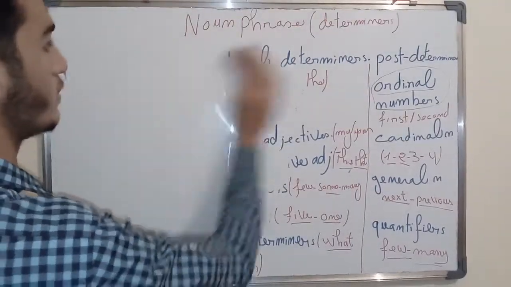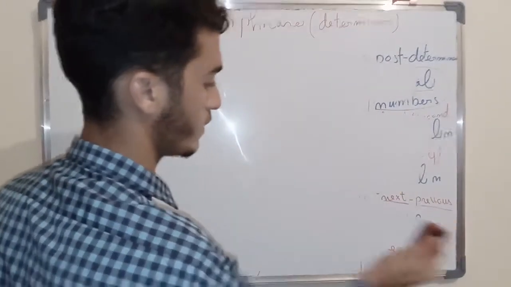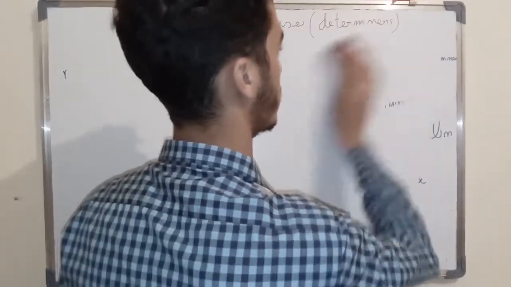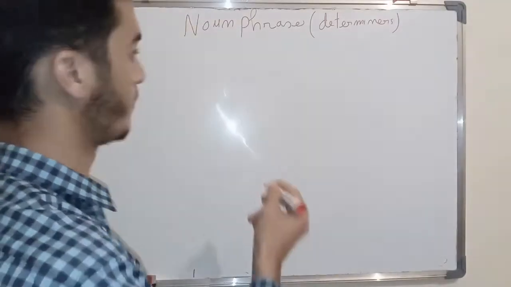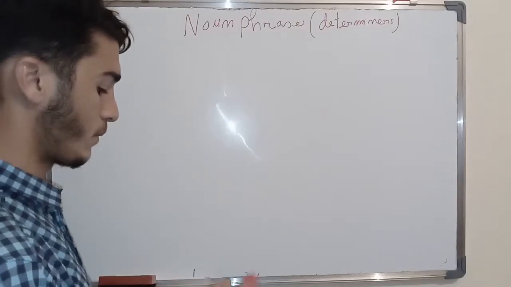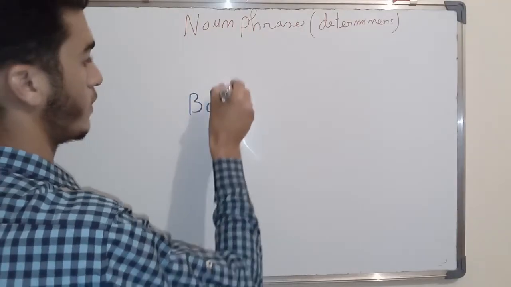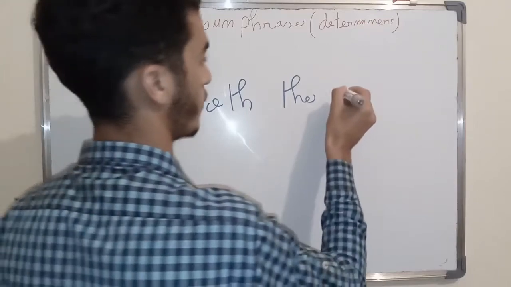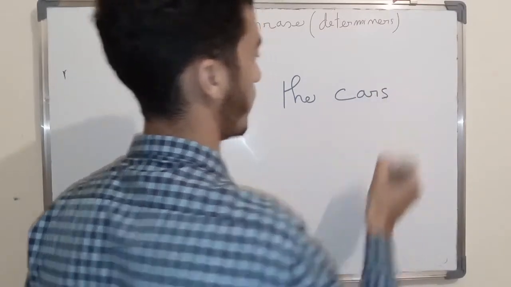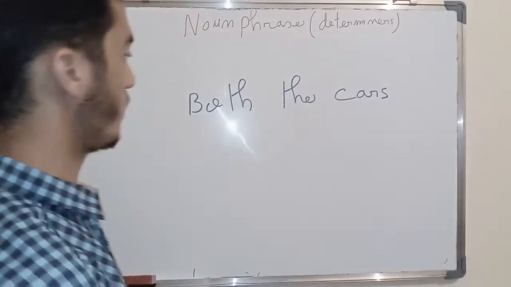So it is easy to understand a noun phrase. It is quite important in the English language, especially for those who have majored in English. For example, we say both the cars. Both the cars. As you see here, we have both the cars.